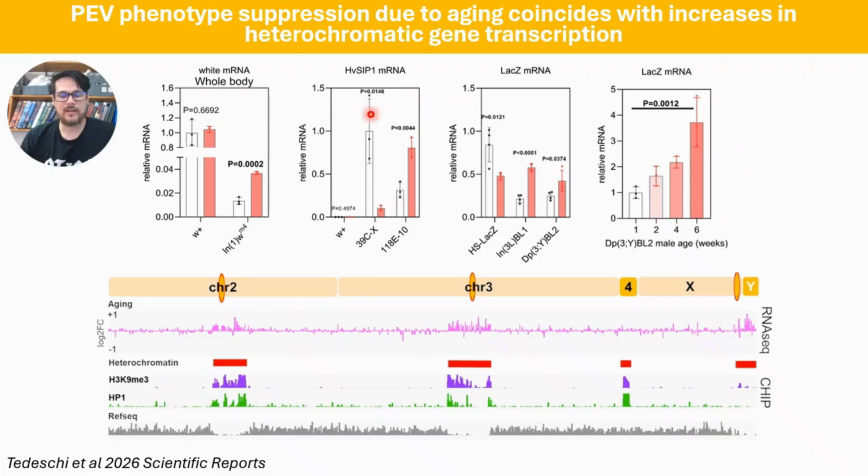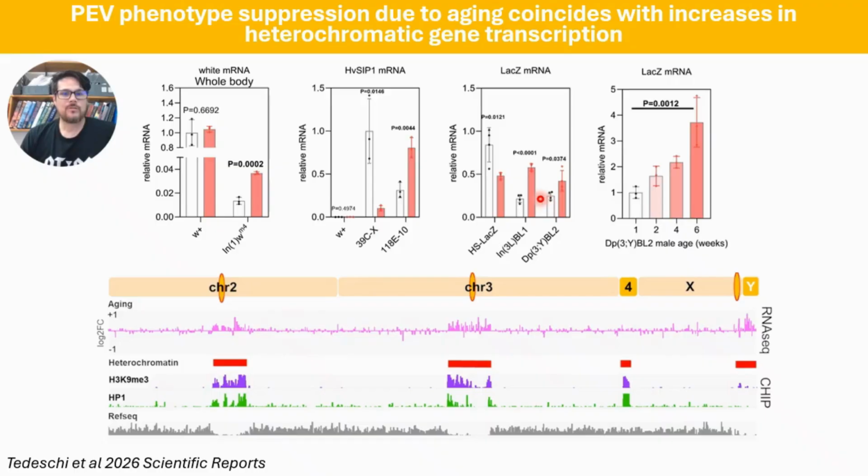And over here, just some additional transgenic reporters that we've used that involve either HV-CYP or a LAC-Z gene, which is inserted into heterochromatin, and we have some euchromatin controls. And basically, we see in the heterochromatin inserts, there's increased transcription of those transgenic reporter genes.